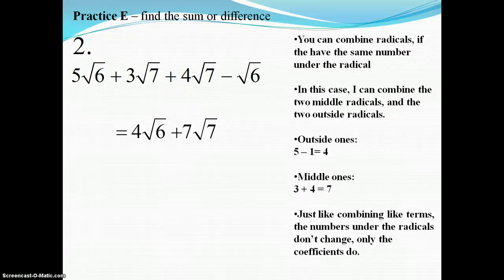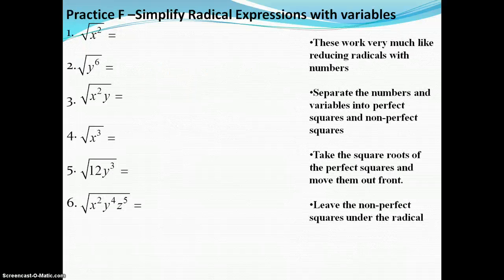All right, now take a look at practice F. In F, what's happening is that we're going to take the square roots of these variables, and it works a lot like numbers. You can take the square root of a perfect square, but you can't take one that's not. The nice thing is that all even exponents are perfect squares. For example, what do you have to multiply times itself to get x squared? Well, you multiply x times x to get x squared. So the square root of x squared is x.